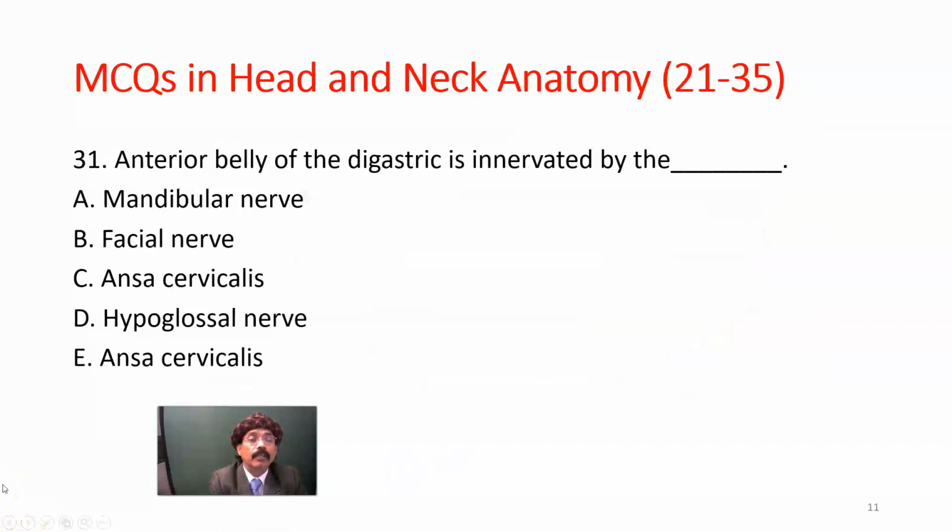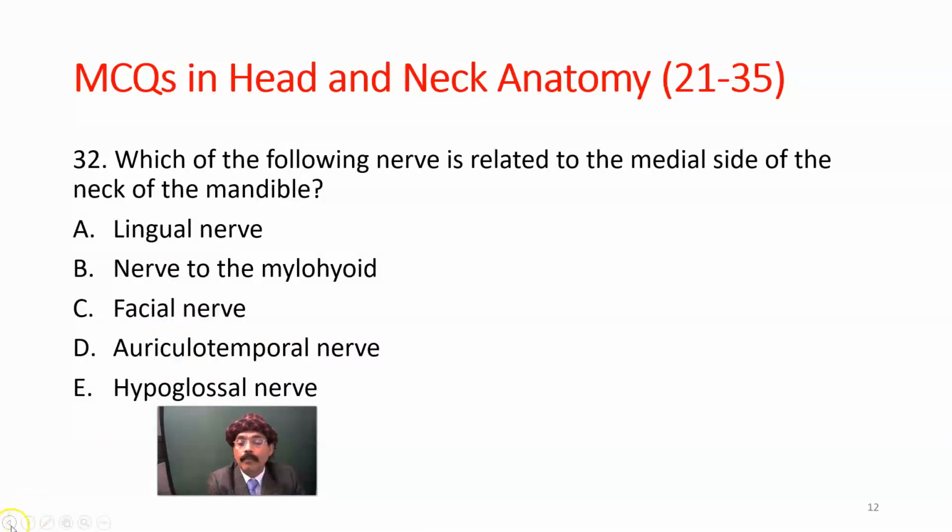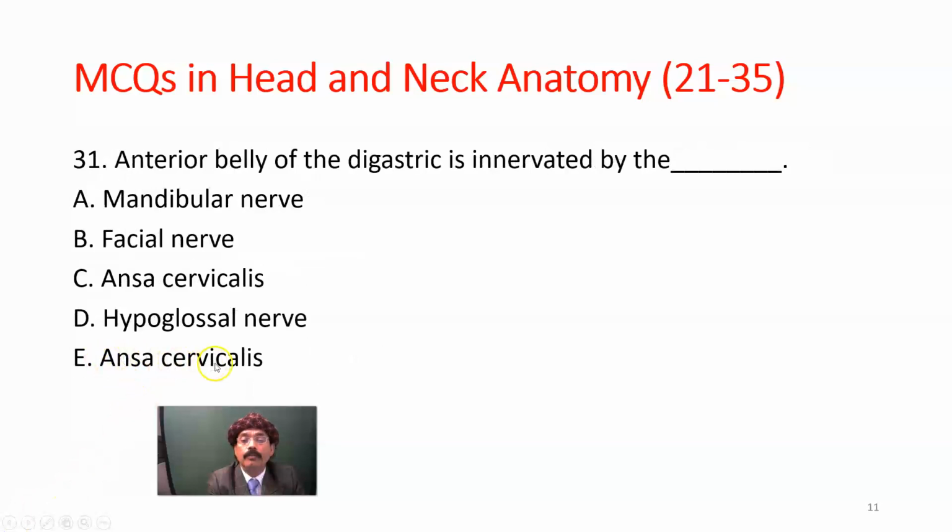The anterior belly of the digastric is innervated by what nerve? By the mandibular nerve. Why? Because it is derived from the first pharyngeal arch, not from the facial nerve, not from ansa cervicalis. Ansa cervicalis is a loop of nerve that supplies the strap muscles of the neck. The hypoglossal nerve supplies the tongue muscles. Ansa cervicalis came two times, so we can avoid this. So the answer should be: the anterior belly of the digastric is innervated by the mandibular nerve.